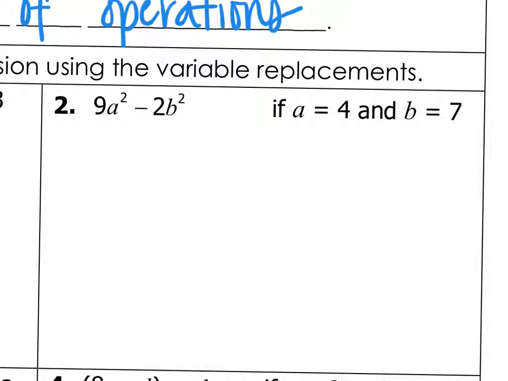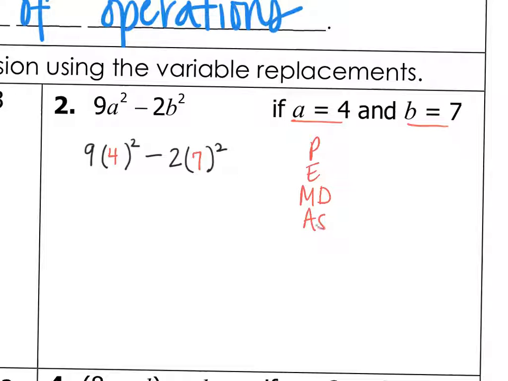Now let's look at example 2. 9a squared minus 2b squared if a is 4 and b is 7. So watch how I'm going to open up those parentheses where the letters used to be. So instead of 9a squared, it's 9 parentheses squared. And instead of 2b squared, it's 2 parentheses squared. That's where a used to be, and that's where b used to be. And now we're going to drop our values in for a and b. So a is 4 and b is 7, and we're going to carefully follow the order of operations agreement.